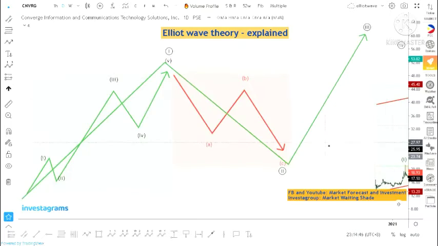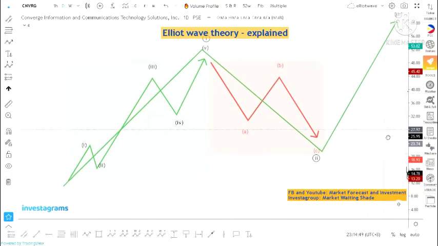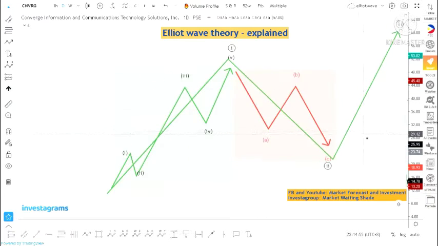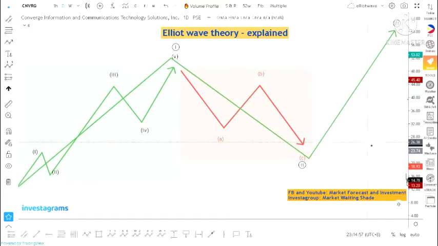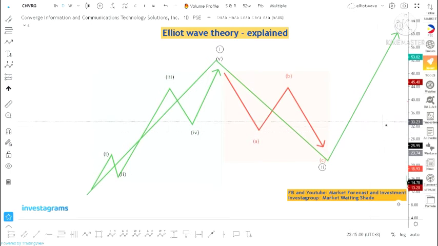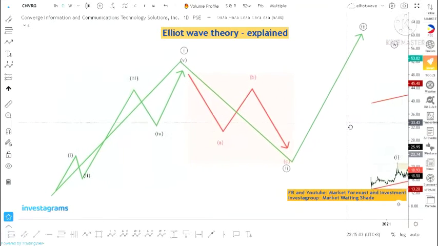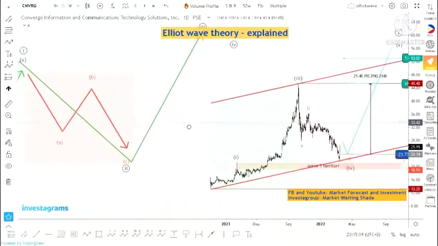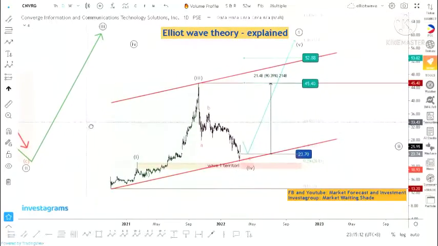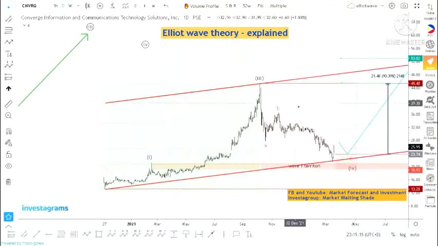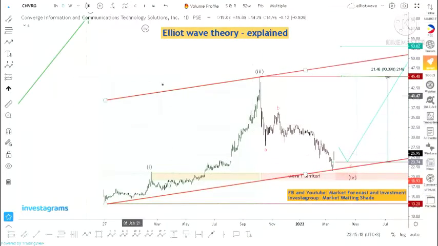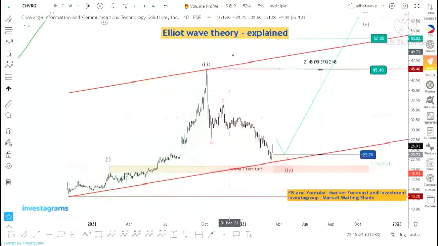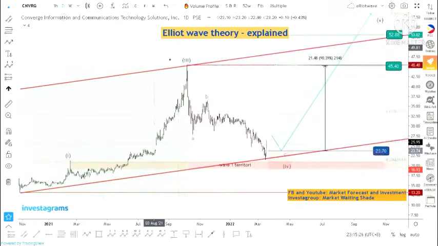But before we start, I know you're familiar already with these structures. I just have to show you something very interesting. So this is a daily chart, and if I slide to the right, we are actually seeing the chart of Converge Information and Communications Technology Solutions, or in short, Converge. So this is a bonus chart for you.